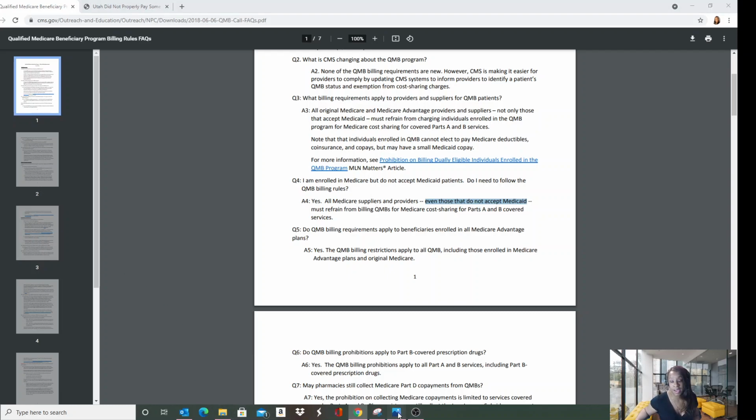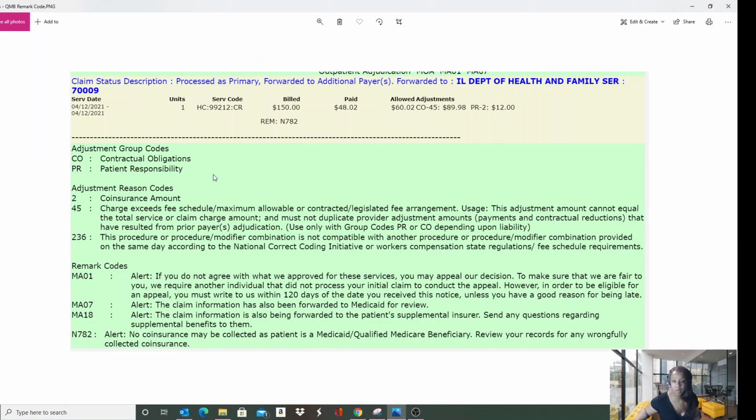So I'll show you that now. Now, this is an example of an ERA. If you get a paper EOB, it's going to say the same thing. You want to look out for this code that says N782. Okay, this is the alert that they put. It is a remark code, so don't miss it.